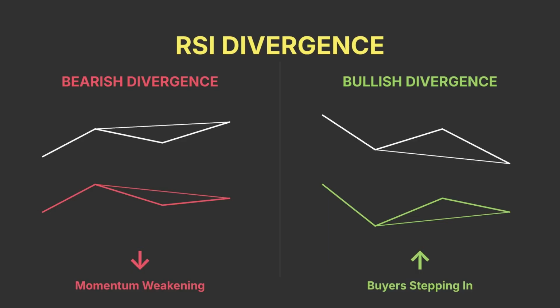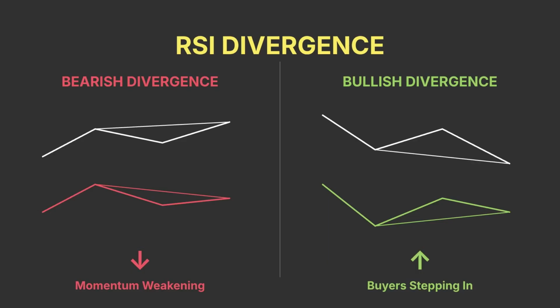When you see RSI divergence happening at a key support or resistance level, with an engulfing candle confirming, that is one of the highest probability setups you will ever find in forex trading. We will dedicate an entire future episode to divergence trading. For now, keep it in the back of your mind as you watch your charts.